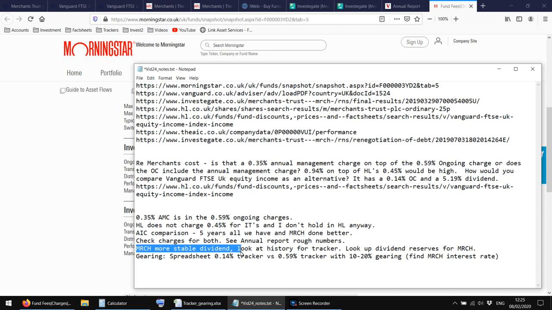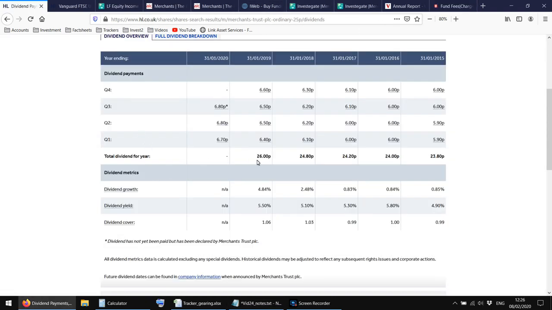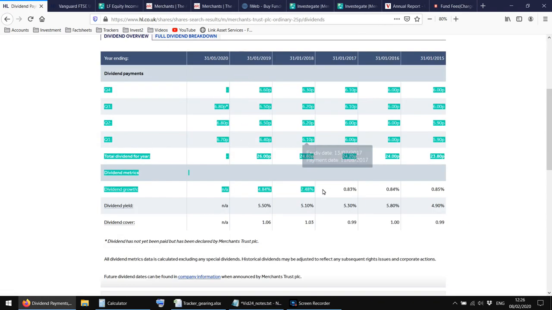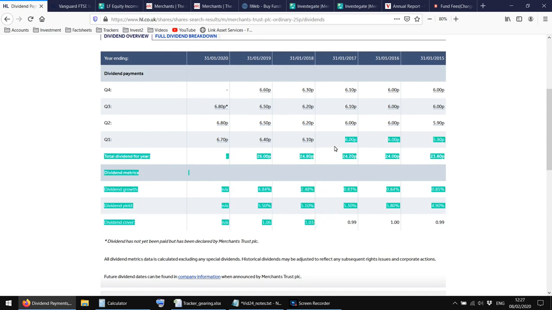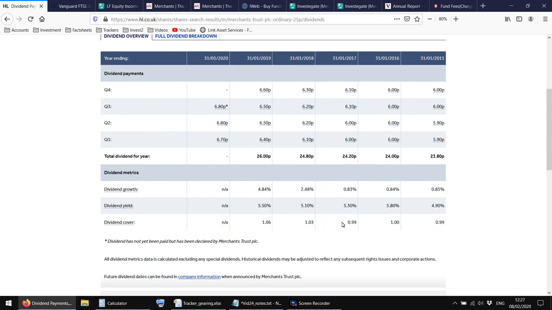So why have I chosen merchants rather than any tracker? The main reason for most of my investment trusts is the dividend and the stability of the dividend. So as you can see here, it's always the same thing. I like the stability of the dividends and how when they have bad years, they can still keep the dividend or raise it by a little bit.